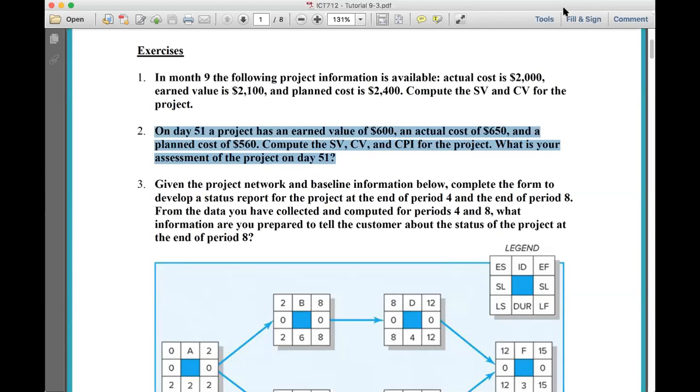That means for every dollar I'm spending, I'm only earning $0.92 worth of work. Can you say that again? For every dollar I'm spending, I am earning $0.92 worth of work. So I'm earning less for every dollar I'm spending. I'm earning less than $1.